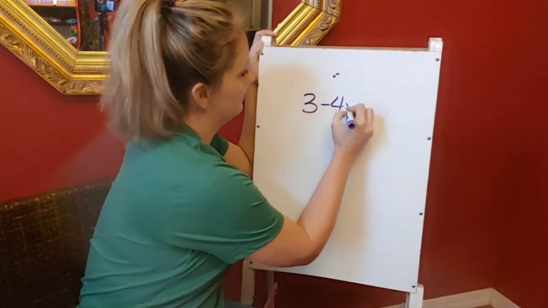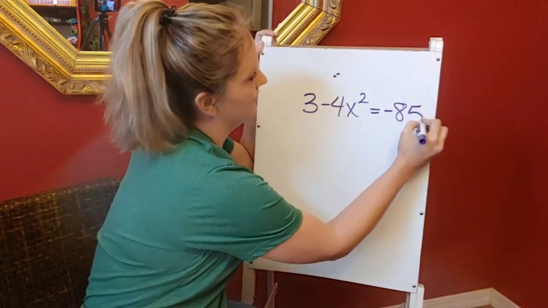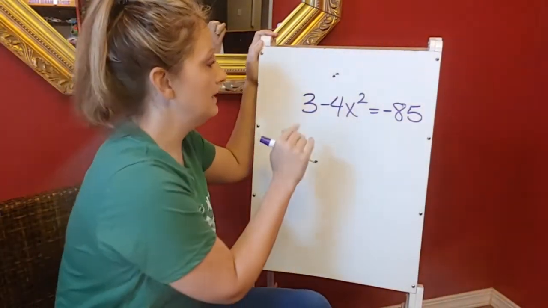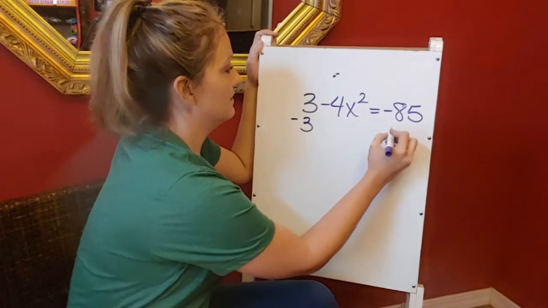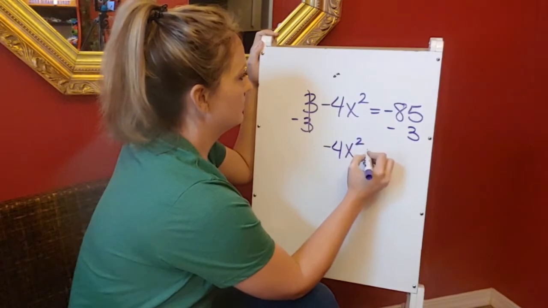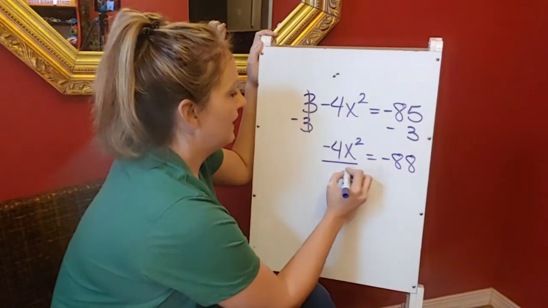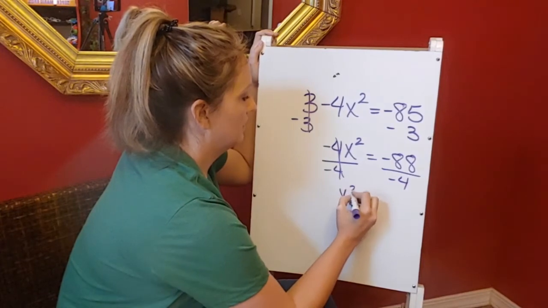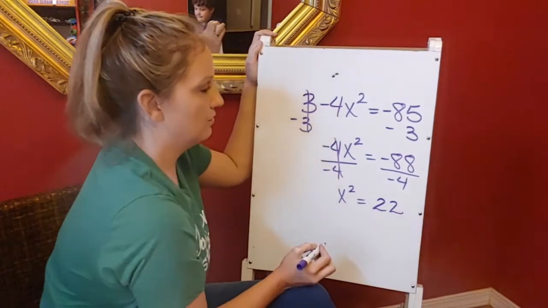3 minus 4x squared equals negative 85. Okay? And this one's going to end up being a decimal, so don't freak out. It's okay. Still going to work on getting x squared by itself, so I'm going to subtract this positive 3 from both sides. So negative 4x squared equals negative 88. Okay? I'm going to divide both sides by negative 4. And a negative divided by a negative gives me a positive, so 22.